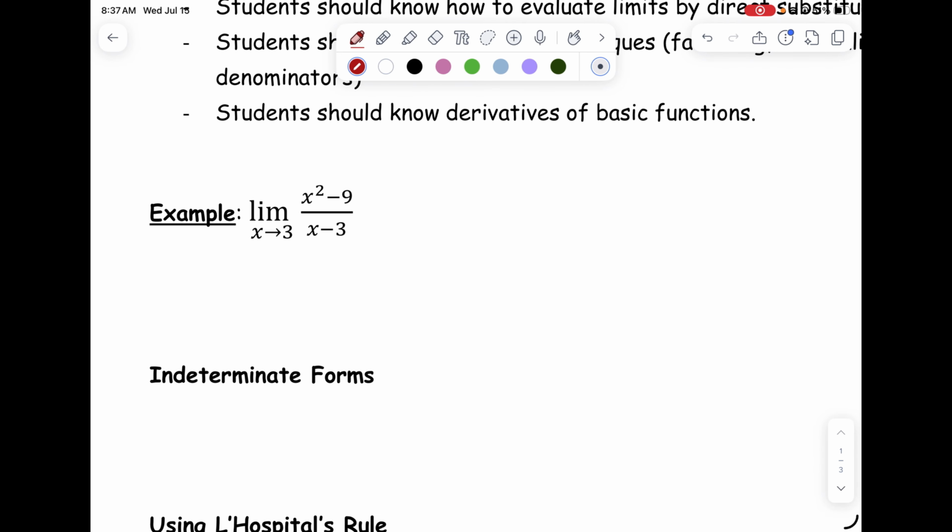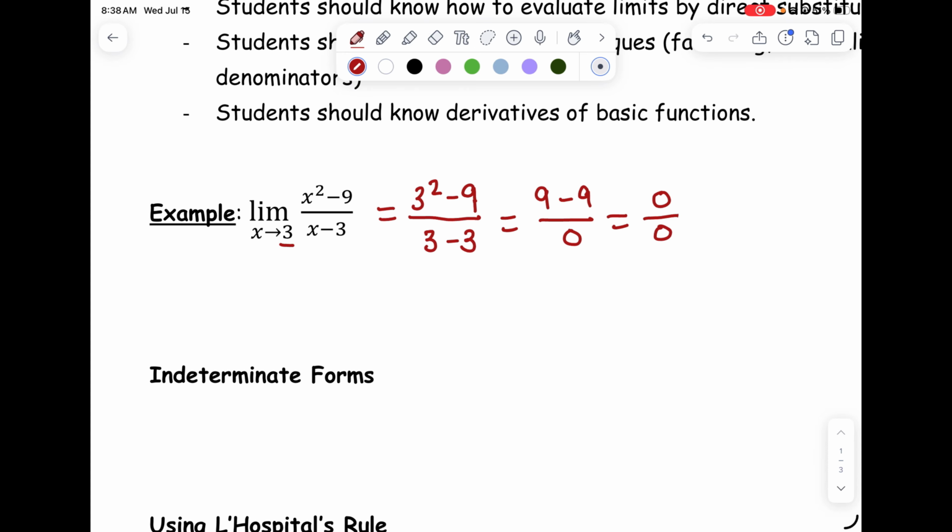Now, whenever I see a limit, the first thing I do is substitute the value into the original expression. So let's substitute 3. We're doing that because it's the limit as x approaches 3, so we have 3 squared minus 9 over 3 minus 3. 3 squared is 9. 3 minus 3 is 0. 9 minus 9 is 0 over 0. So after substituting, we got 0 over 0.